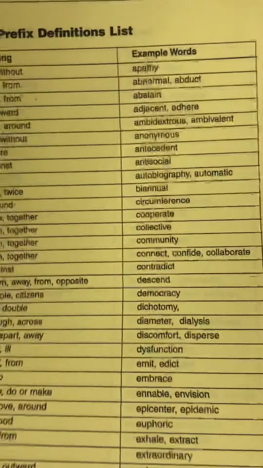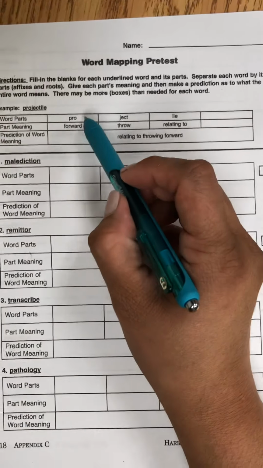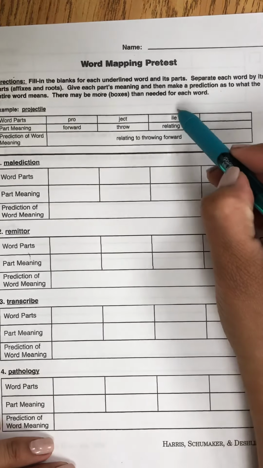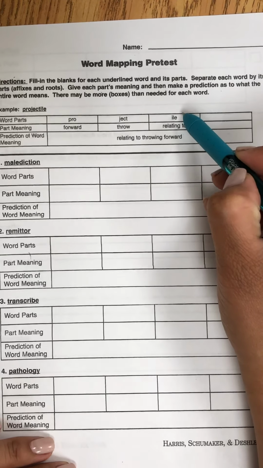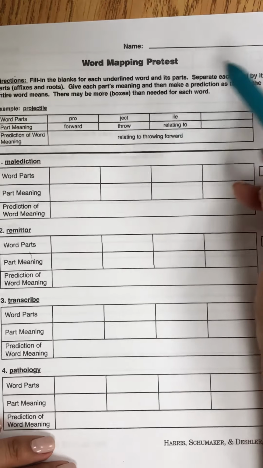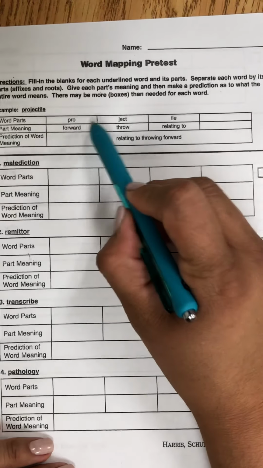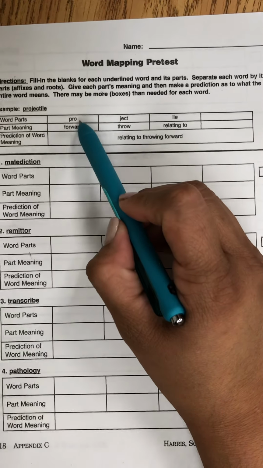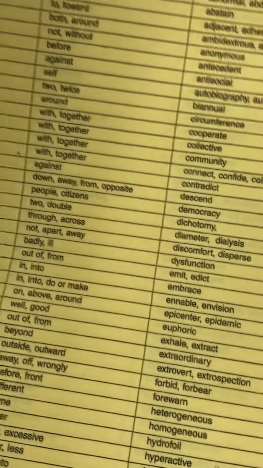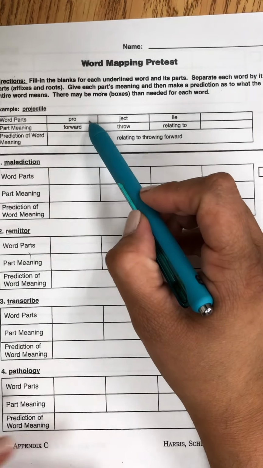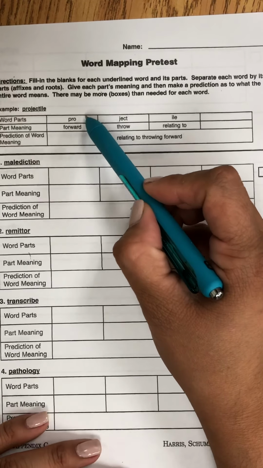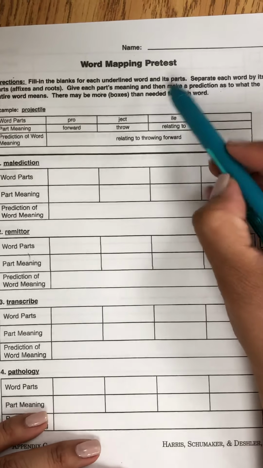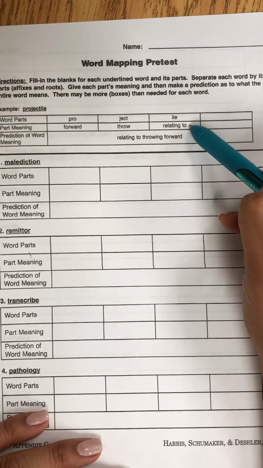So after they separated, they looked at the list. This is the list. I gave you a copy of one. They found the prefix pro, they found the prefix ject, and they found the prefix isle. After they found the prefixes and separated them by morpheme, they looked on their list and they looked up the definition or meaning of each morpheme. So pro meant forward, ject meant throw, and isle meant relating to.